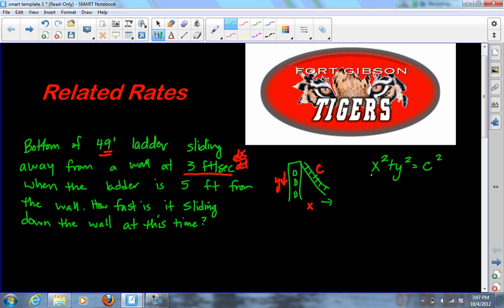First thing you need to do is differentiate. You've got to differentiate first. If you don't, you can't just go straight to sticking all these numbers in here. So differentiate everything with respect to t. So this would be 2x dx/dt plus 2y dy/dt equals 2c dc/dt.